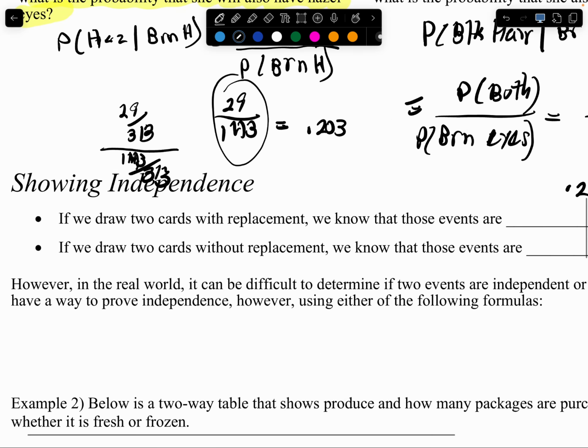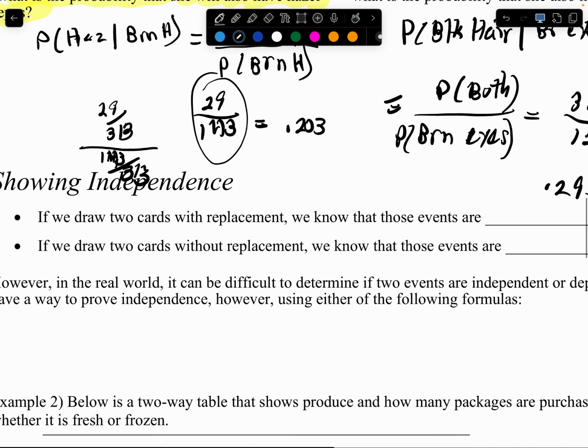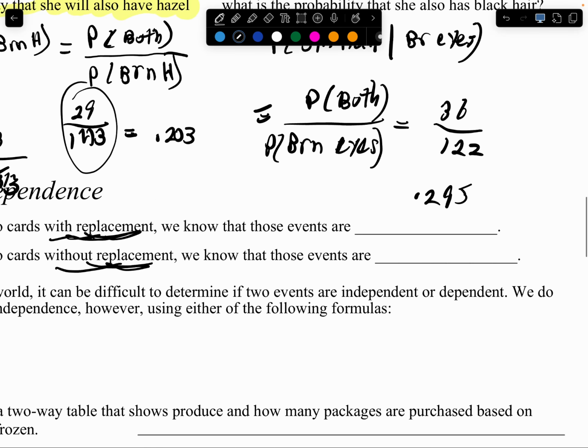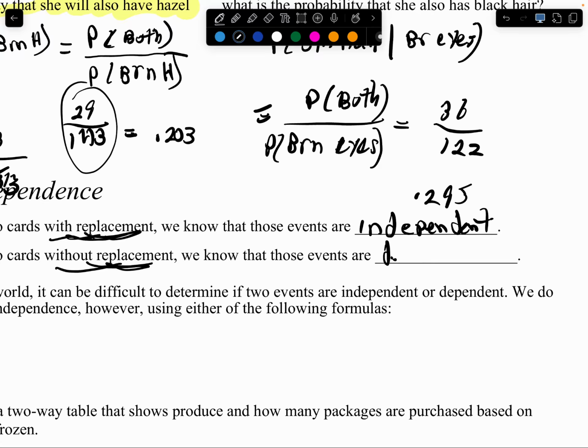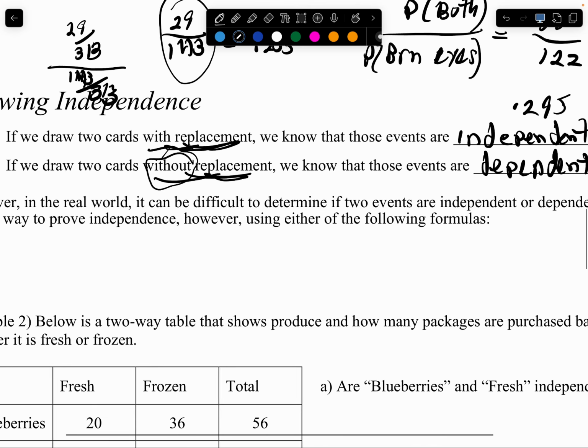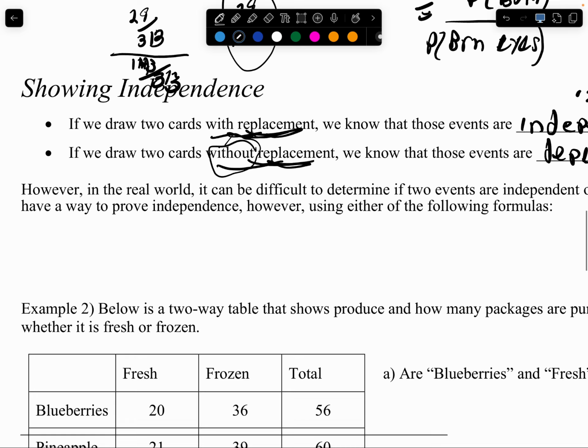Yay. Okay. So the trick here with the cards is if you're replacing the card in the deck or not. If you are replacing the card in the deck, then everything is independent. The second pick of the card doesn't depend on how many cards are in the deck from the first one. But on the other hand, it's dependent if you are not replacing the first card before you pick the second card out of the deck.